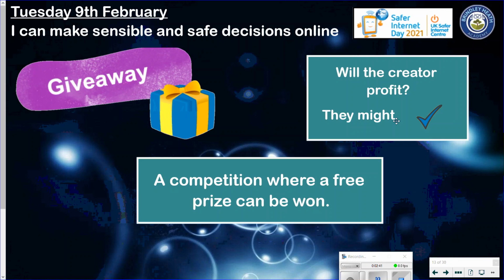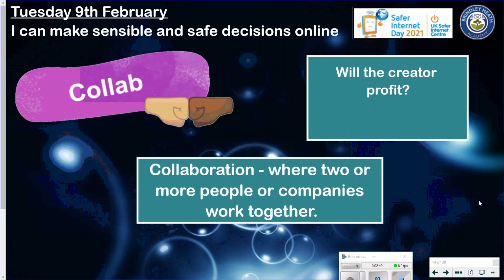Okay, and the YouTuber will be doing the competition, promoting it in a way that they can make money themselves. Other things that you may see online are what we call collabs, so collaboration. This is where two or more people or companies work together. So you may see that your YouTuber joins up with another YouTuber, or joins up with a company or a brand, and often it says, will the creator profit? Again, often they may profit from that. Working together in different ways may be beneficial to them, may get them more viewers or subscribers, or it gives them opportunity to do more advertising of different products.